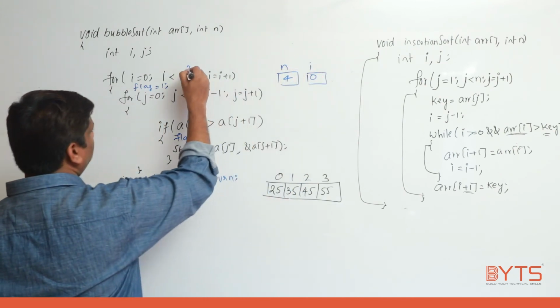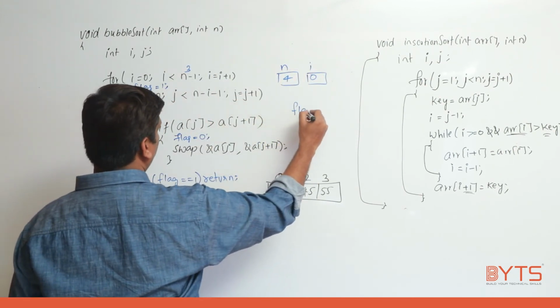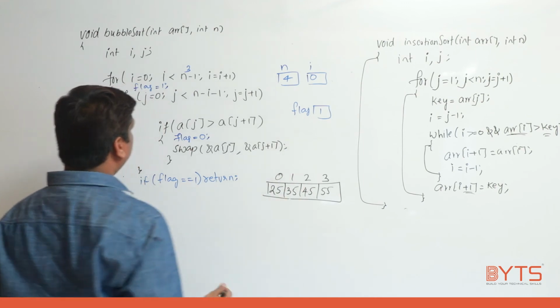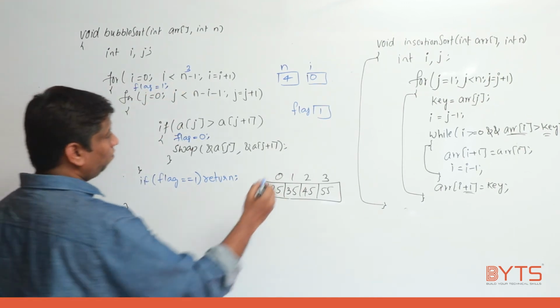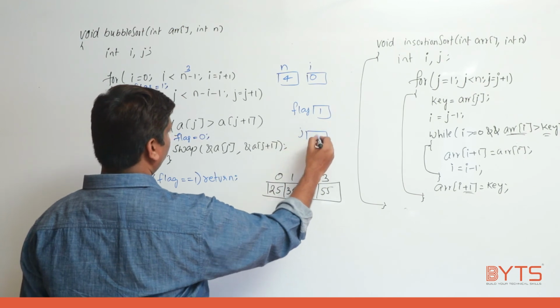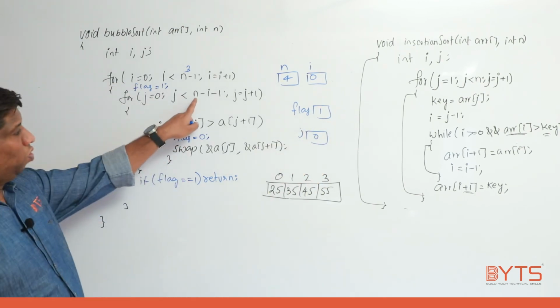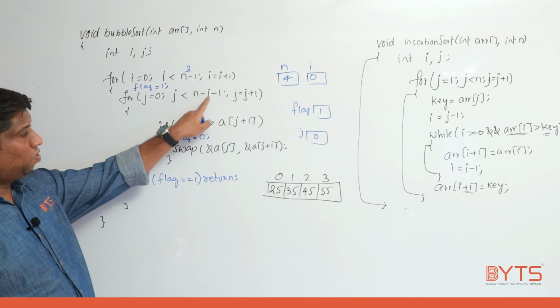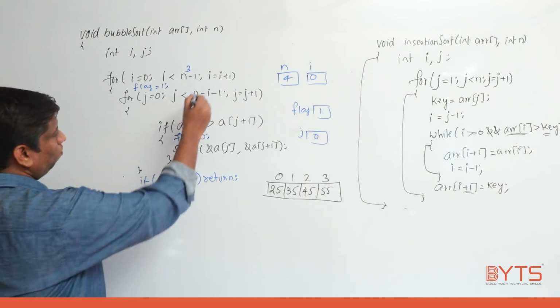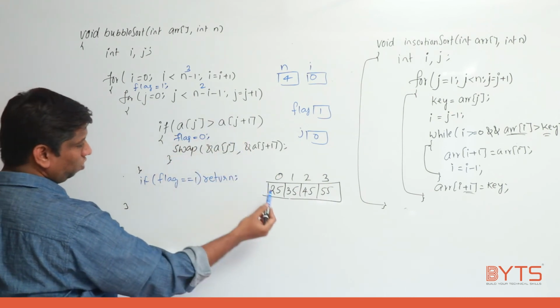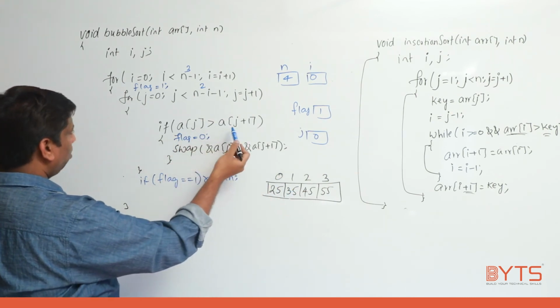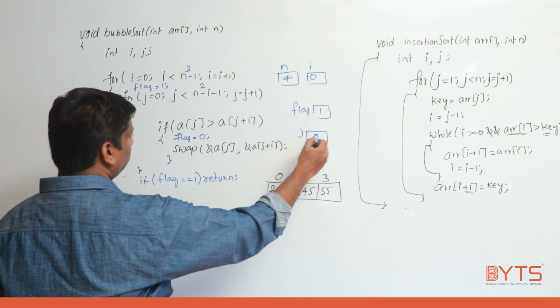N minus 1, 3. What is the value of flag? 1. Understand? Now 1 less than 3 true, come inside, j value is 0. Please listen carefully, very important. Now n value is 3, 3 minus 0, 3, 3 minus 1, 2. So 0 is compared with 1, 25 and 35 not greater, j value is incremented to 1.